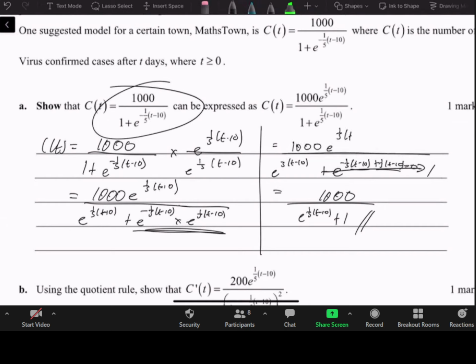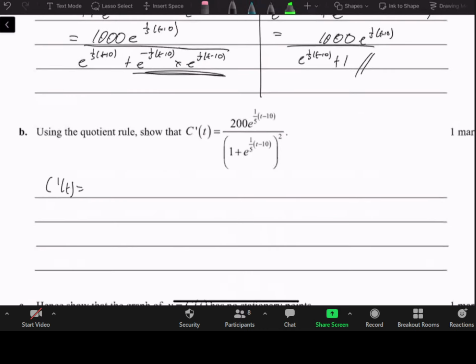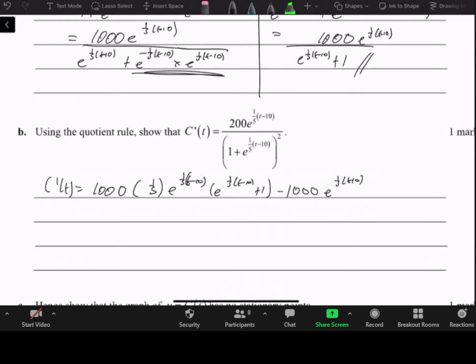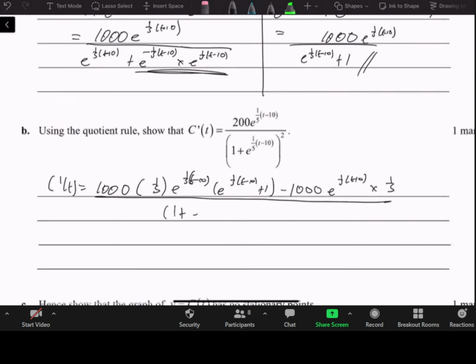1000 e^(1/5 t - 10). So that's why you need it in that form, because otherwise you would have a constant. So to do the quotient rule, you differentiate the top. So that would be 1/5, and then you leave it alone. Then you multiply it by the denominator. And then you leave the top, minus, and then you multiply it by the differentiated version of the denominator. And then you square the bottom.